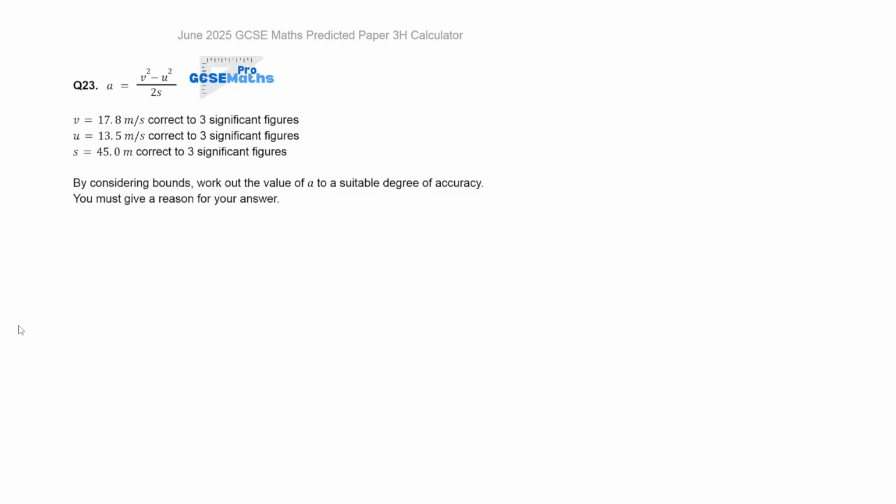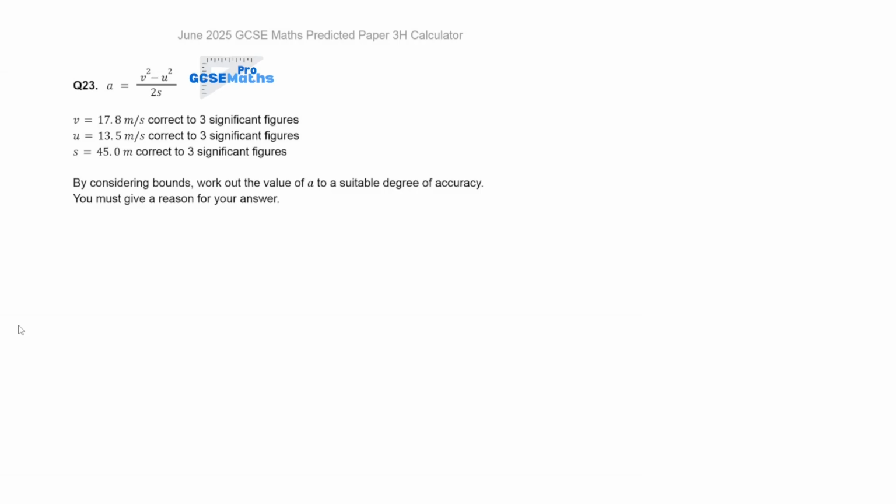So we've got our final question now. Question 23, we've been given a formula. A is equal to v squared minus u squared over 2s. So v is equal to 17.8 meters per second, correct to 3 significant figures. U is 13.5 meters per second, again, correct to 3 significant figures. And s is 45 meters, correct to 3 significant figures.